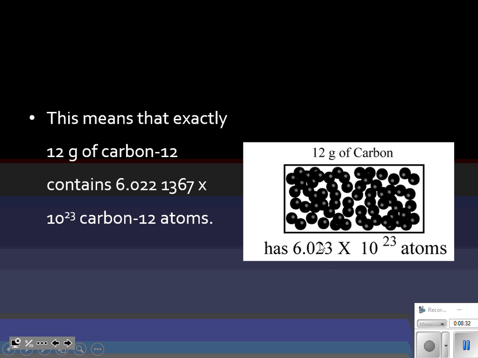Here we go. Here's 12 grams of carbon. That has 6.022 times 10 to the 23rd atoms. This is just the diagram that I got it from, so ignore that. If you would write this down, write that down as 6.022. Okay?